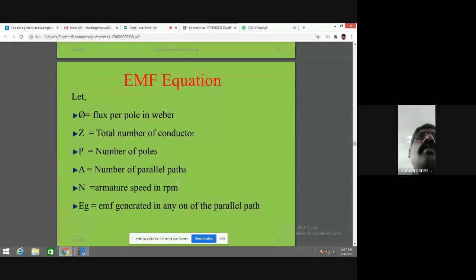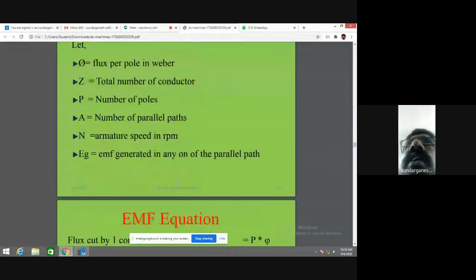Eg is the EMF generated in any one of the parallel paths. If there are 6 parallel paths, we first find the EMF of any one parallel path, then multiply by the required number of parallel paths. You should know these terminologies before deriving the EMF equation of a DC generator. Pi, flux per pole. Z, total number of armature conductors. P, number of poles. A, number of parallel paths. N, armature speed in RPM. Eg, the EMF generated in any one of the parallel paths.